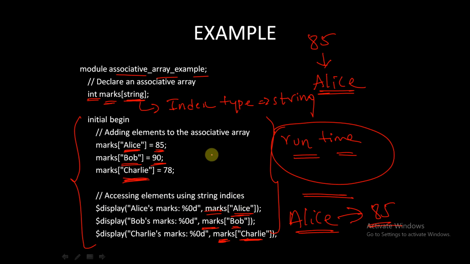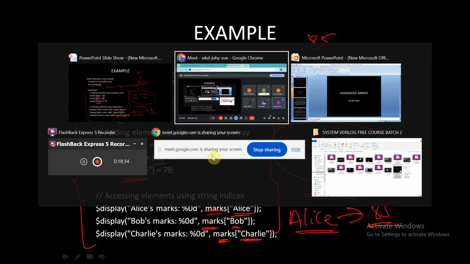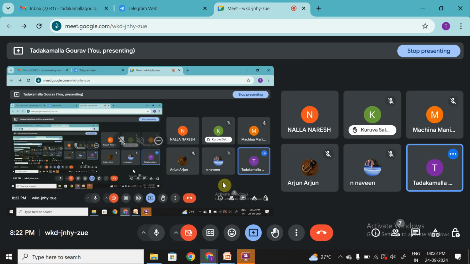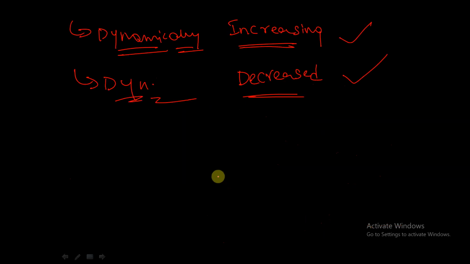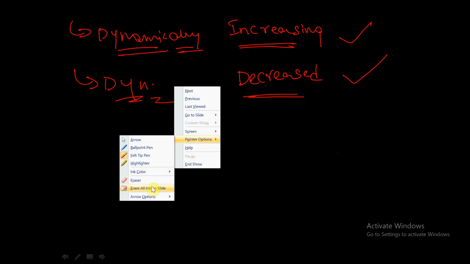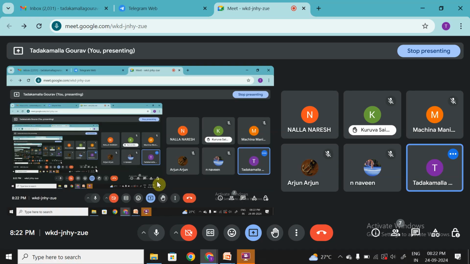Is this concept clear, how we are using the strings instead of integers as index? Is it clear? Cleared. So if you want, I can explain it in another way.